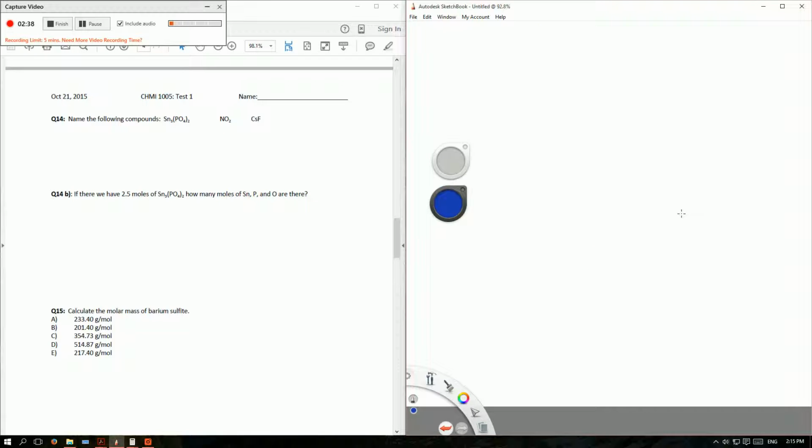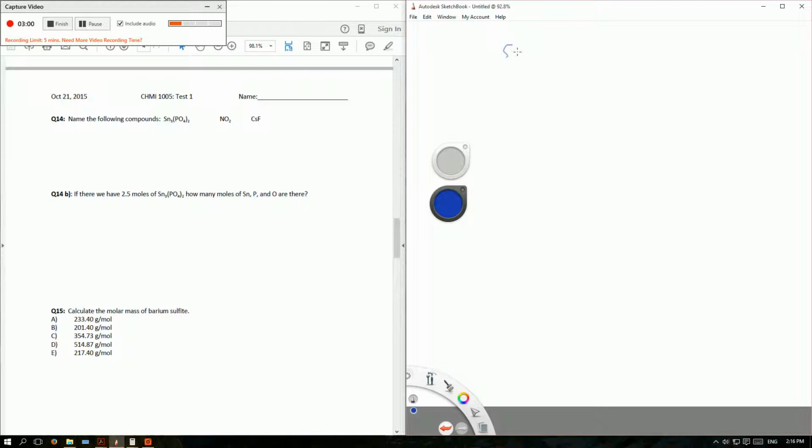Next one is 14b. If there are 2.5 moles of Sn3(PO4)2, how many moles of Sn, P, and O are there? So this one, I've been trying to go over this over and over. We've done this several times, and even in your last assignment you have something similar, except with molar concentrations.